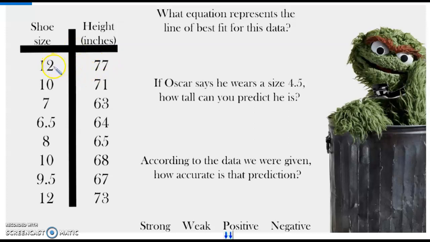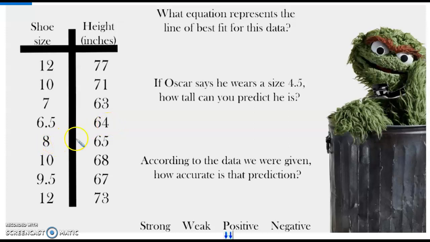First one said their shoe size was 12, and we measured them, they were 77 inches tall. Now that comes out to 6'5", so they were pretty tall. Next person we measured, their shoe size was 10, and their height was 71 inches. Then we had someone that was a shoe size of 7 and 63 inches tall. Someone that had a 6.5 shoe size, they were 64 inches tall.